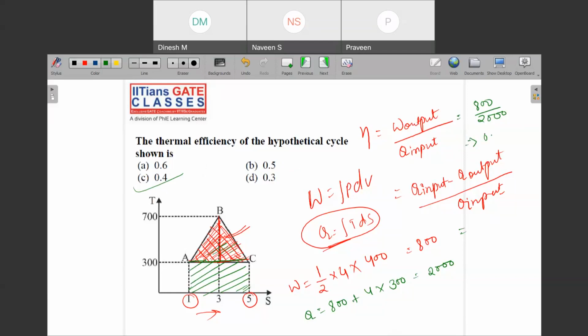This is 0.4 now, right? So 8 upon 20, 80, 0.4. Okay.